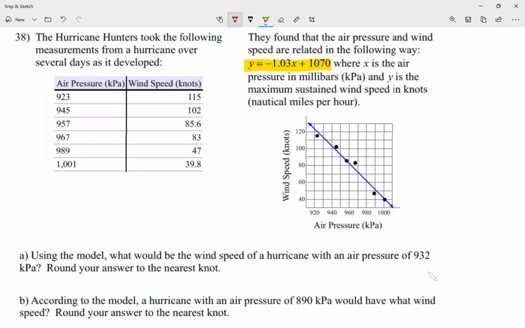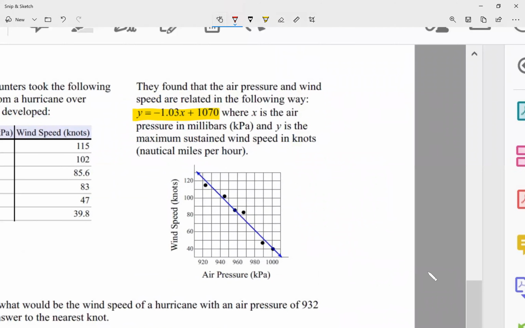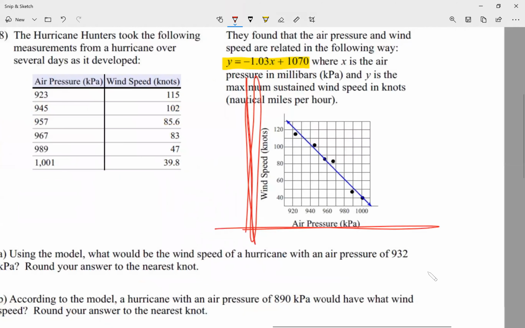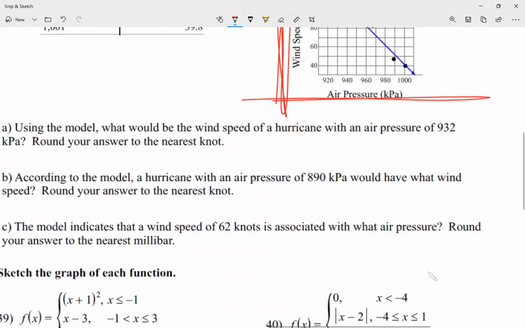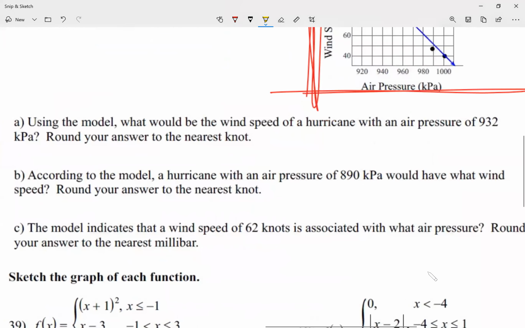Now, the X value is the horizontal value. This information at the bottom. The X value is the air pressure, and it comes in millibars. The Y value is the wind speed. We measured wind speed in knots. So here, using this model, what will be the wind speed of a hurricane with an air pressure of 932?